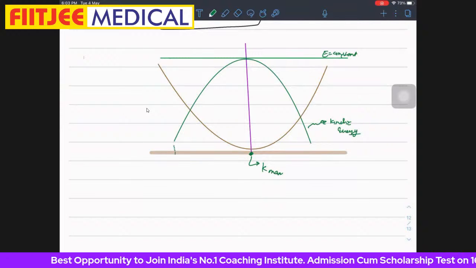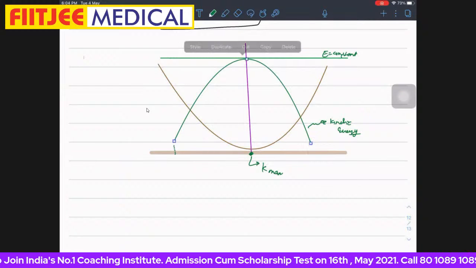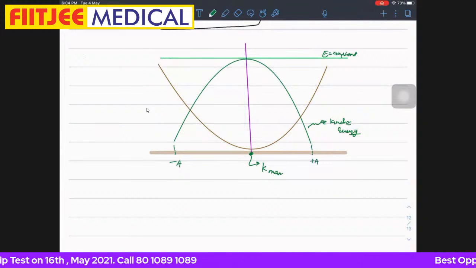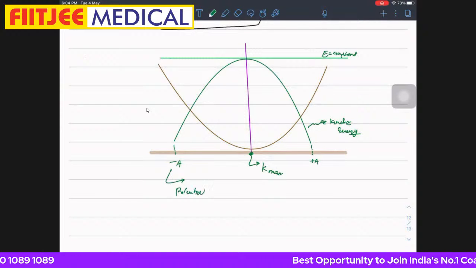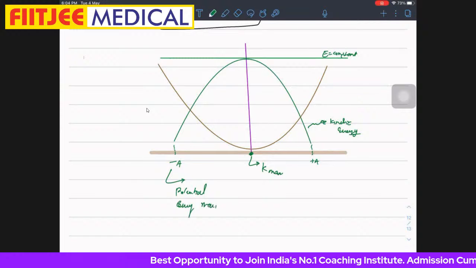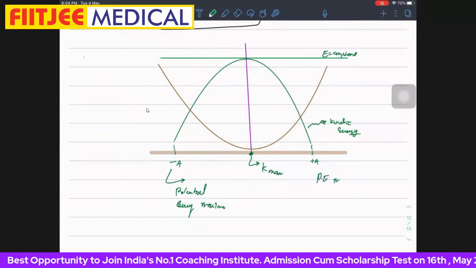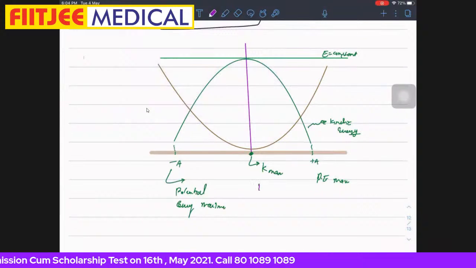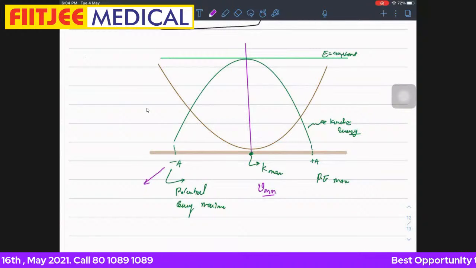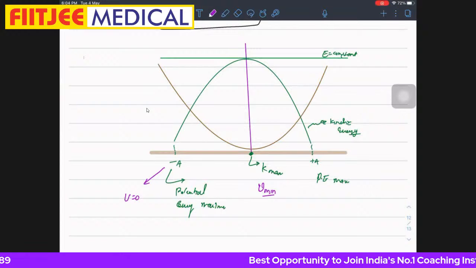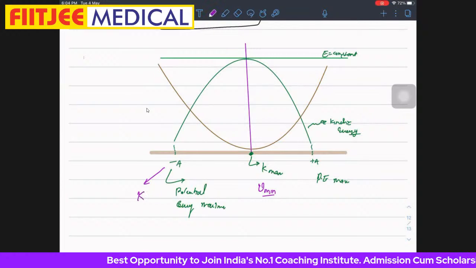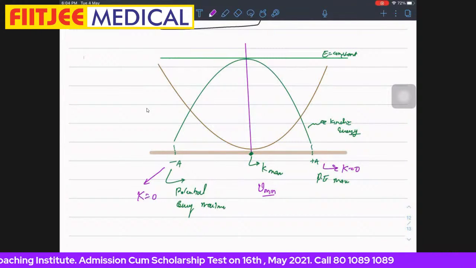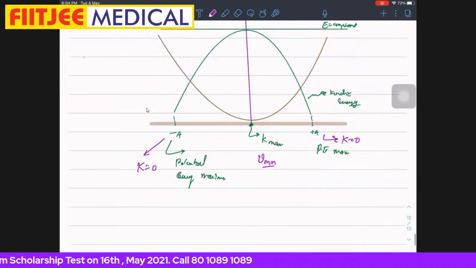At this point, minus A, plus A, potential energy is maximum. Here also potential energy is maximum. Now at this point, potential energy is minimum, but at this point kinetic energy will be 0, and here also kinetic energy will be 0. See, I'm not saying potential energy will be 0, I'm saying potential energy will be minimum. So try to understand this thing by this example.